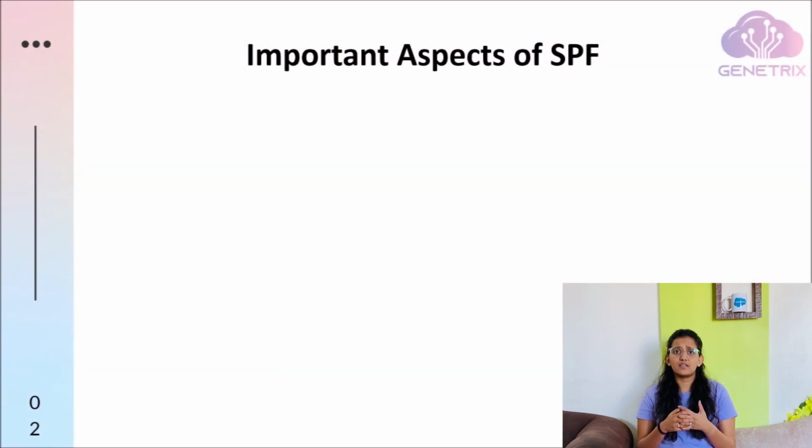Let's have a look at a few important aspects of SPF. First up is the SPF record. The SPF record is a DNS TXT, that is text record, associated with your domain that specifies the authorized email servers allowed to send email on behalf of your domain. It contains the mechanisms and modifiers that define the rules for SPF checks.